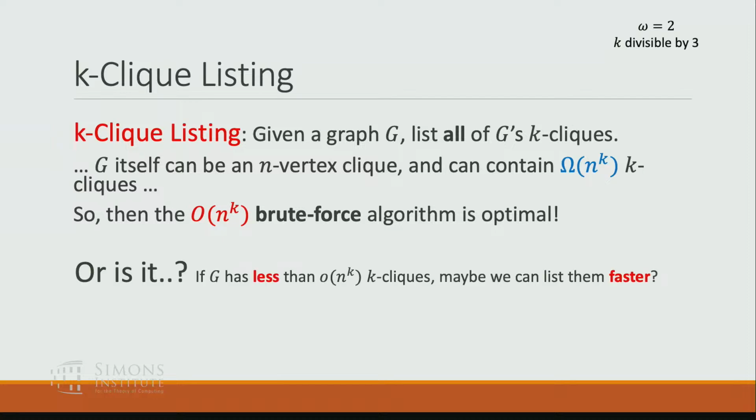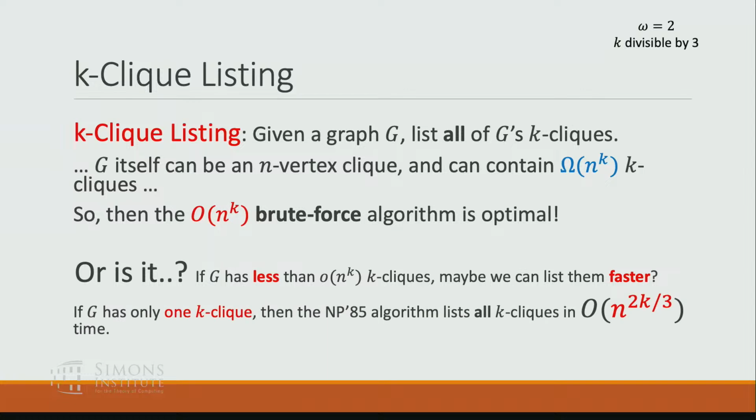But in many cases, the number of k-clicks will be much smaller than n to the k. And the question is, in that case, whether we can list k-clicks faster than this brute force running time. And in the extreme case, when G only has 1 k-click, then the previous k-click finding algorithm, which finds 1 k-click, can already list all the k-clicks because we only have 1 k-click in the graph, and which has running time n to the 2k over 3 under these assumptions. When the number of k-clicks is smaller, it's indeed possible to get a faster algorithm. And in general, we can ask what if G has t k-clicks for some t between 1 and n to the k.